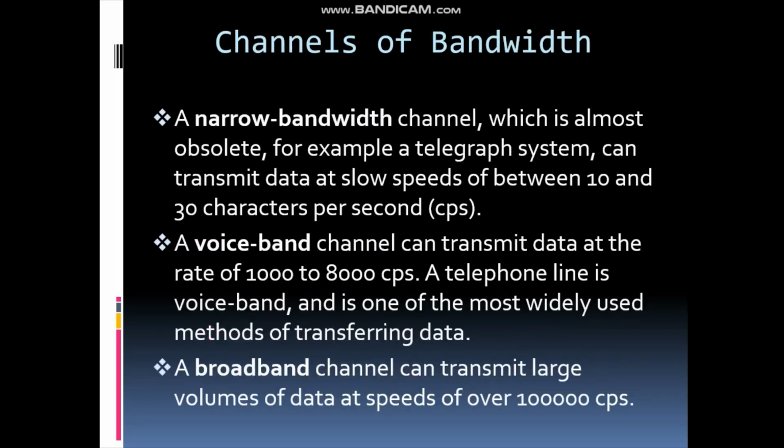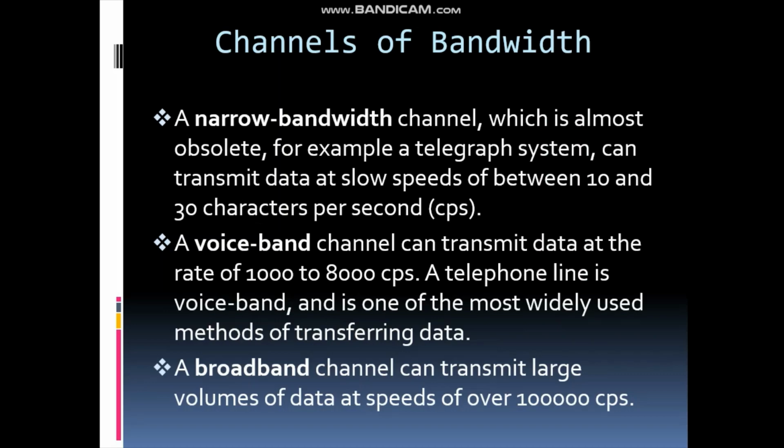Now we're looking at the different channels of bandwidth. The first one is narrow bandwidth, which is almost obsolete. That means we're not really using that anymore. For example, a telegraph system, which transmits data at a slow speed of between 10 and 30 characters per second. That's very, very slow.